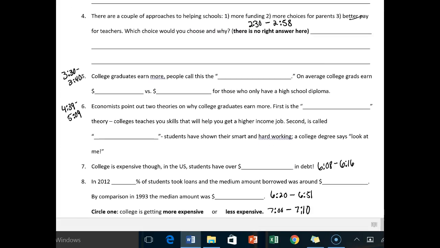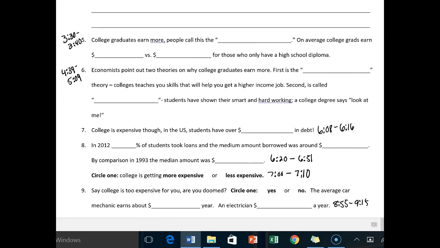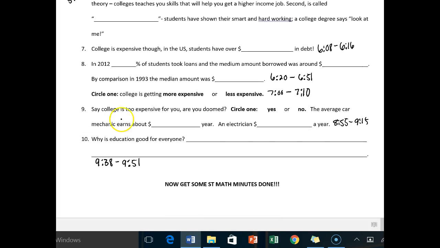Here are the time slots for the questions at the bottom. So question 5 right there, 3:30 to 3:40. Question 6, 4:39 to 5:09. Question 7, 6:08 to 6:16. Question 8, got 3 blanks to fill in there, 6:20 to 6:51. Circle 1, and more expensive, less expensive, 7 minutes to 7:10. And then questions 9 and 10, 8:55 to 9:15, and 9:38 to 9:51.